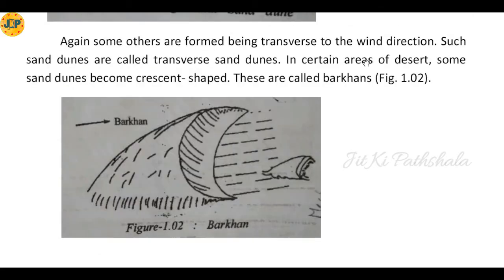Again, some others are formed transverse to wind action. Transverse generally means crossways, or oblique. Such sand dunes are called transverse sand dunes. In certain areas of deserts, some sand dunes become crescent shaped. These are called barkhans. Here you can see barkhan, figure 1.02. Actually this is also an example of what? Sand dunes. As the sand dune takes the crescent shape, we call it what? Barkhans. It is written here. If you have any doubt, you can see here. In certain areas of desert, some sand dunes become crescent shaped, which are called barkhans. That means barkhan is also an example of sand dunes.